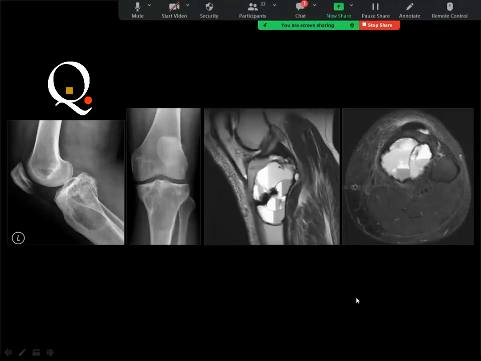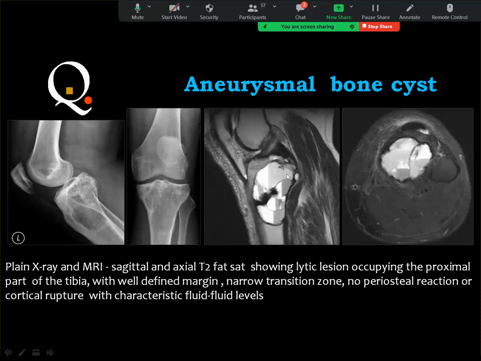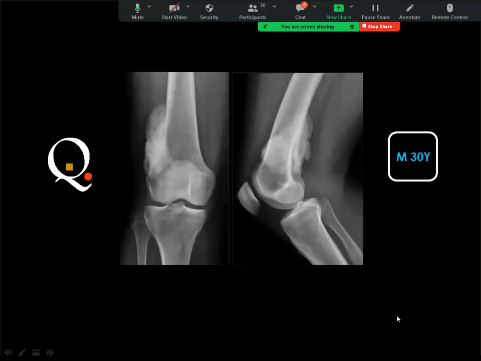Yes, and this is a classic appearance of aneurysmal bone cyst with multiple fluid levels. Next case is a male patient, 30 years old, with a mass in the distal part of the thigh.